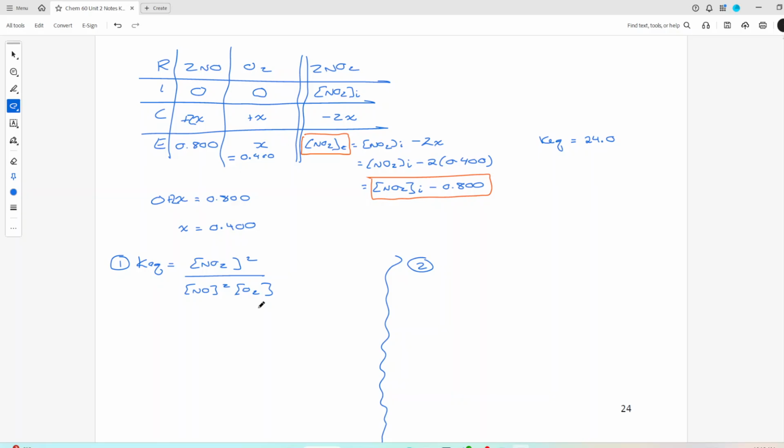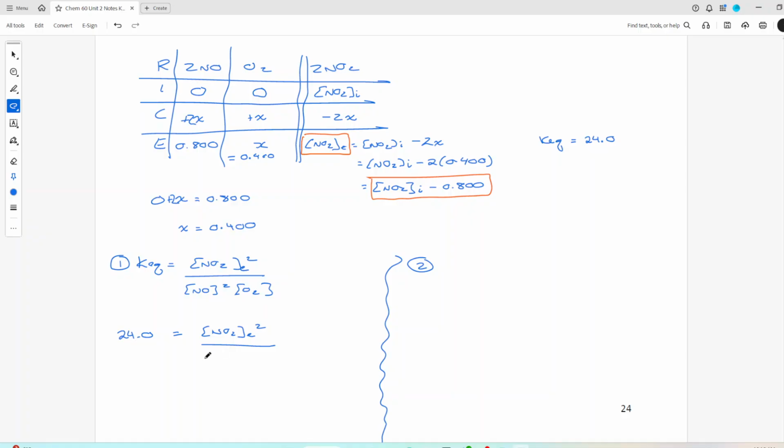Okay, so what we're going to want to solve is the equilibrium concentration of NO2, this guy. So let's just solve for that, right? This is the one that's a little bit less algebra intensive. So in for KEQ, I'm going to put in 24. I'm going to keep my unknown, the NO2 concentration at equilibrium, squared.